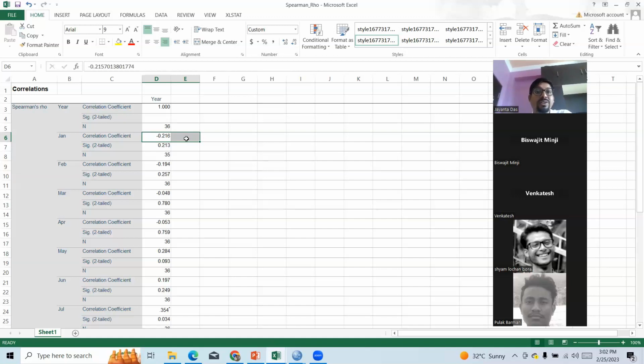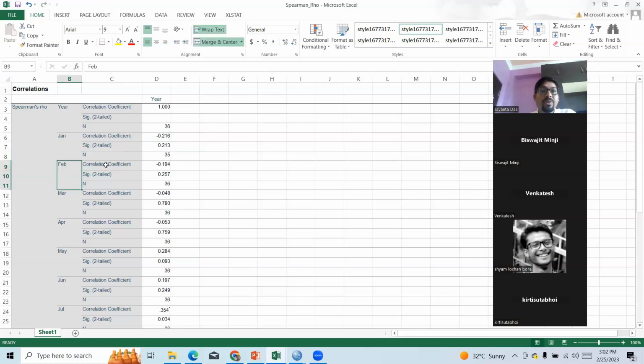Okay, because it is not significant. Value here 0.213. So another, in case of February, the correlation coefficient is also not significant. Same result we have found. In case of this, it is also not significant. Okay, I think there is no significant trend.